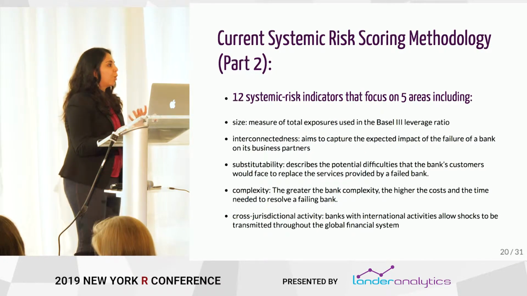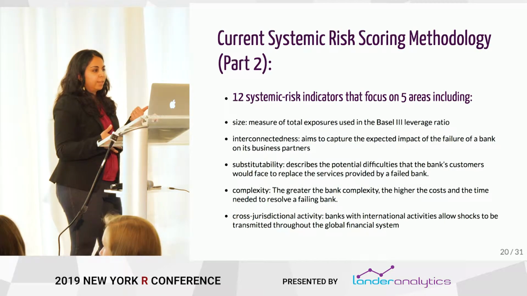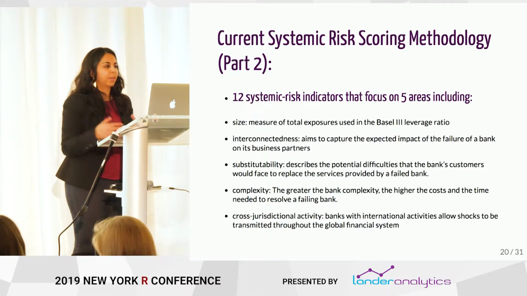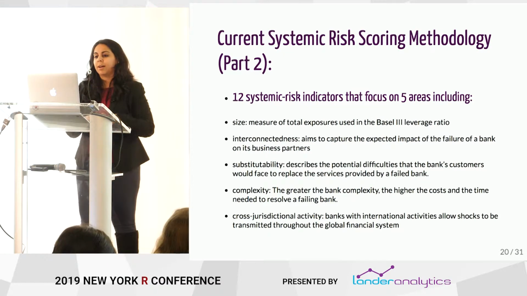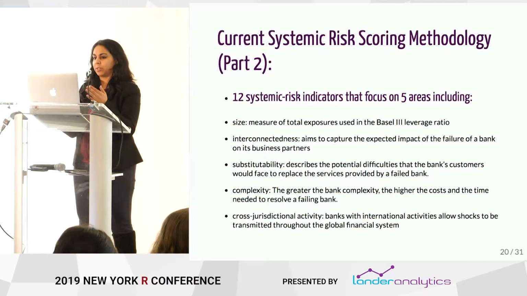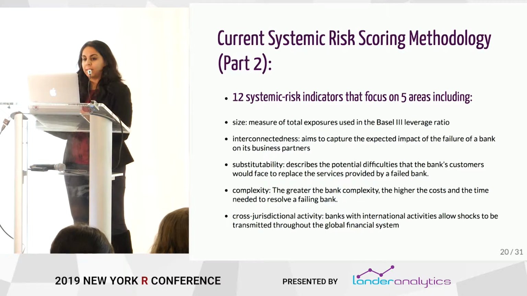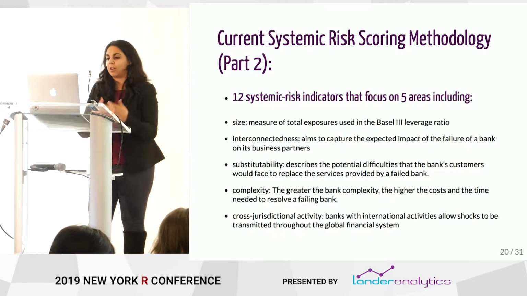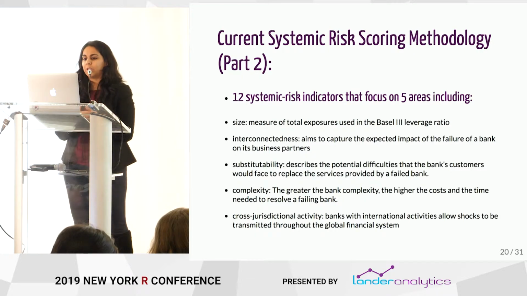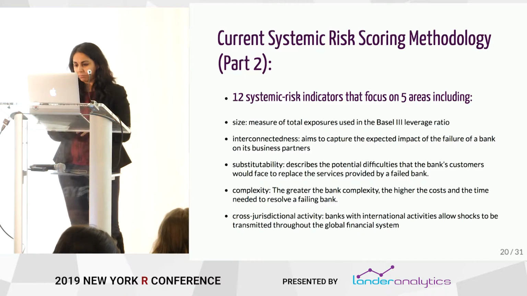Okay, so just to give you an idea of what kind of scores I was replicating, specifically there are 12 systemic risk scores that focus on 5 areas. So you have size, which is basically total exposures of a bank. Interconnectedness, where you're trying to understand, if one bank fails, how does it spread? You have substitutability, which is how difficult it would be to replace the services of the bank. Complexity, which is, again, the higher the complexity, the higher the cost to fix the bank. And then cross-jurisdictional activity, which is banks with international activity, so they can transmit shocks across countries. So all this is pretty important.